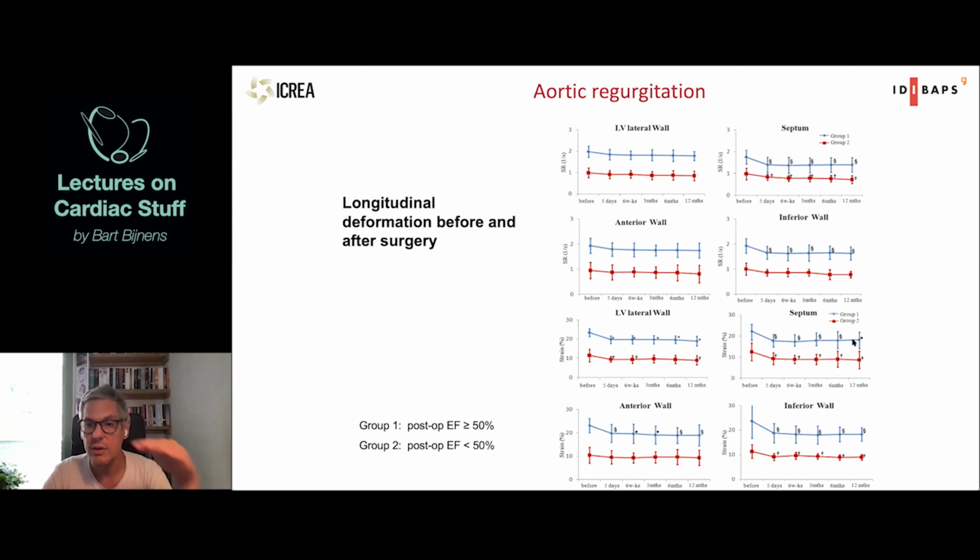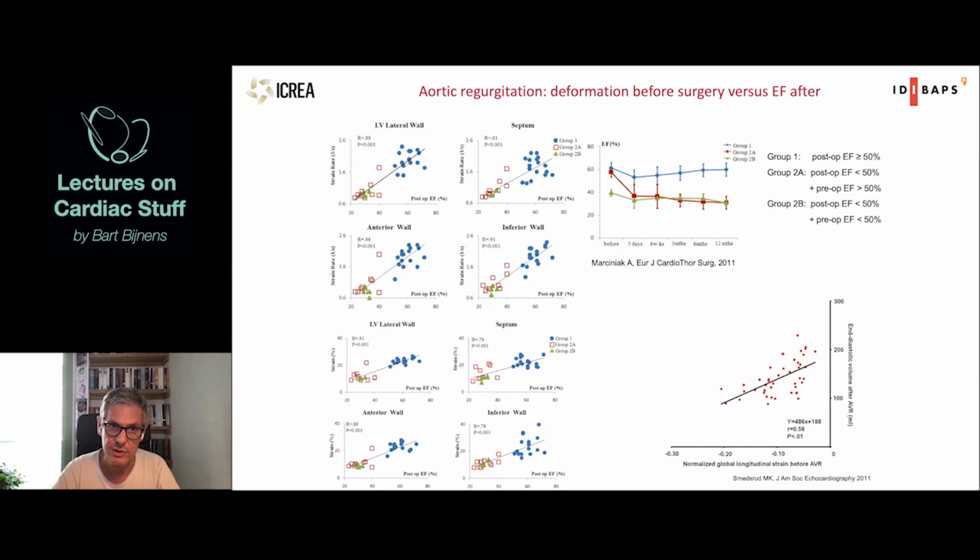But so you see acutely always there's a sudden decrease in the deformation, but then in the ones that had good strains at the beginning, you see that the strain remains the same. And they also kind of do reasonably well. While what you see with the other ones is that they have much more decrease and they never recover. So the ones that had low strains before, they will never recover to normal strains afterwards.